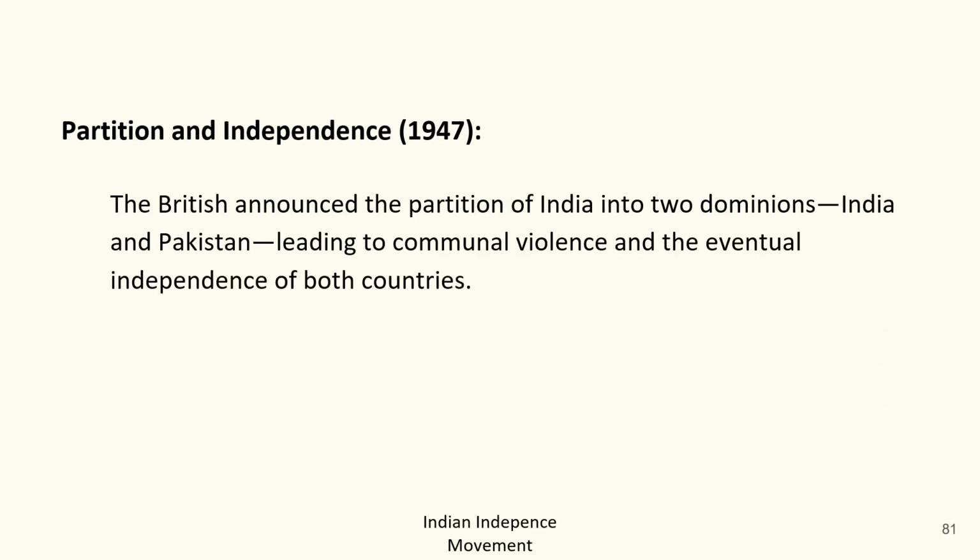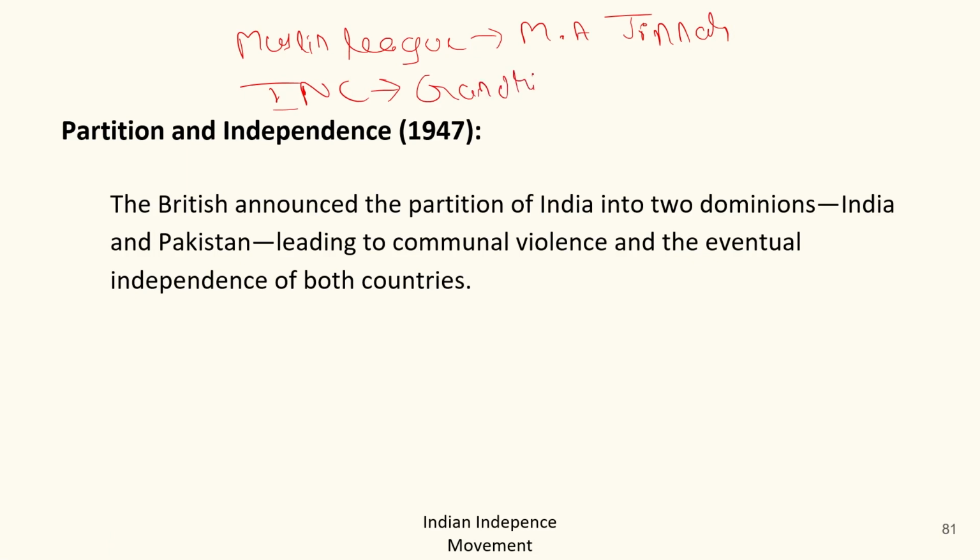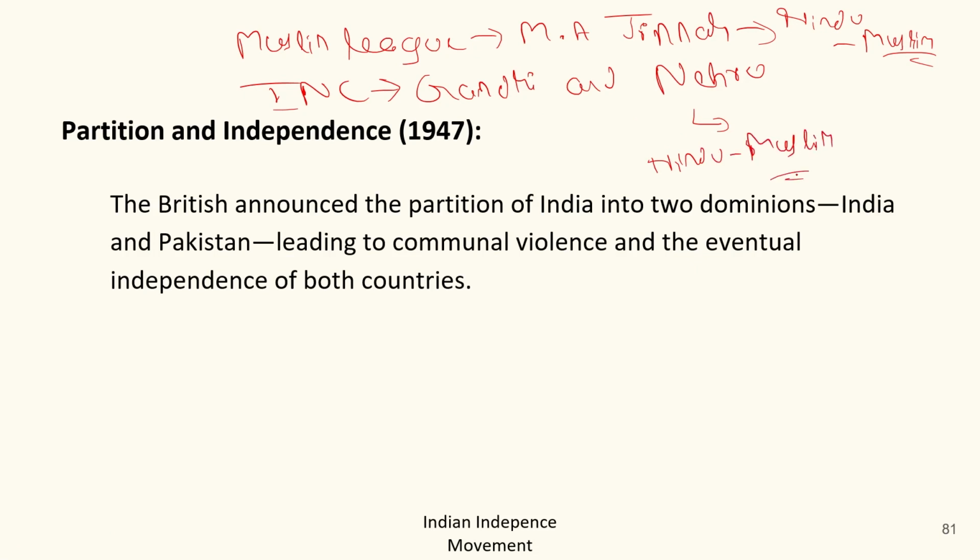Partition and independence in 1947. Basically, during this time, there were two main parties. The first one was the Muslim League, Muhammad Ali Jinnah. The second was the Indian National Congress, Mr. Gandhi and Mr. Nehru. So Jinnah decided that Hindus and Muslims could not live together on the same land, and he proposed that we should make a separate country named Pakistan. Whereas Gandhi and Nehru declared that both could live on the same land and we should not make any separate state. Got it?